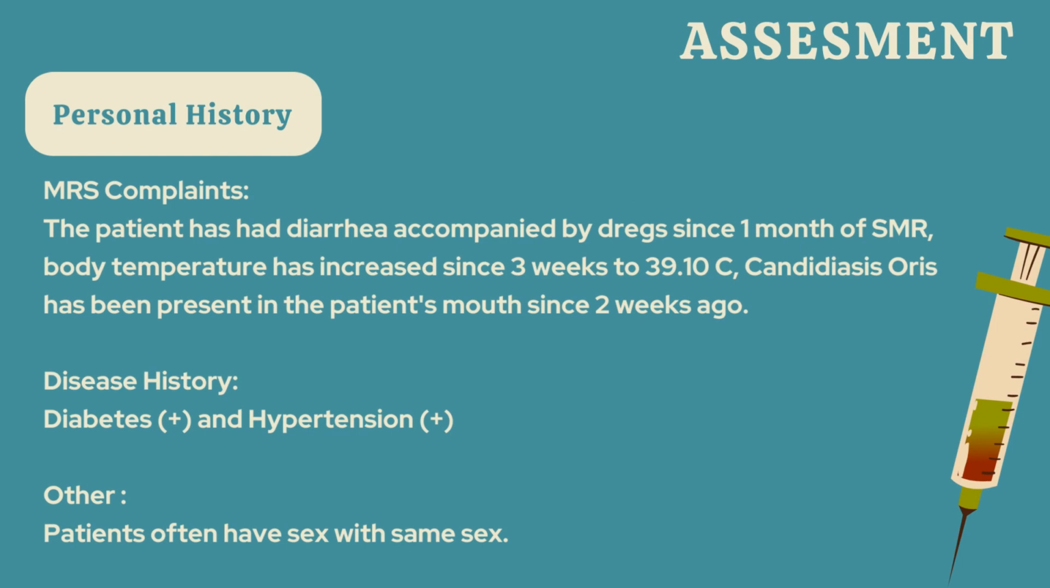Okay, next assessment, personal history. Patient complaints: the patient has had diarrhea accompanied by drag since 1 month before admission. Body temperature has increased since 3 weeks to 39.1 degrees Celsius. Candidiasis oris has been present in the patient's mouth since 2 weeks ago. Disease history, diabetes positive and hypertension positive. Other, patient often has sex with the same sex.